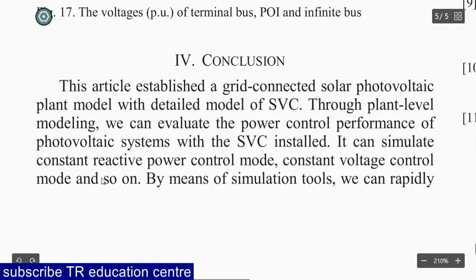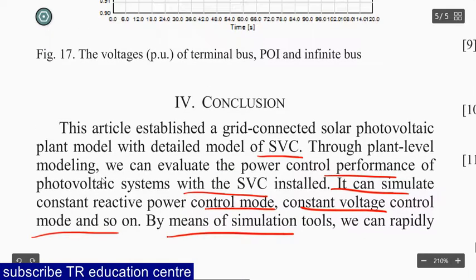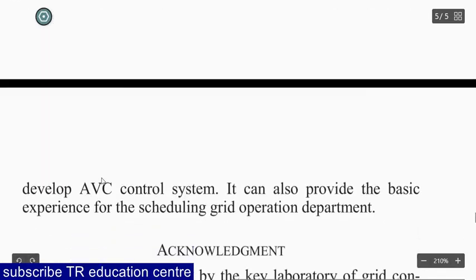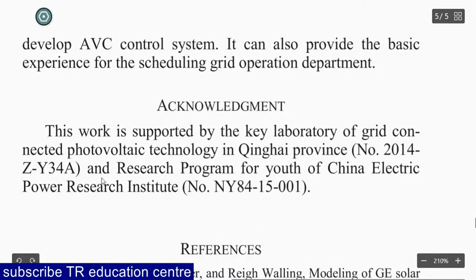In conclusion, the article established a grid-connected solar photovoltaic plant model with a detailed model of SPC. Through power plant level modeling, we can evaluate the power control performance of the photovoltaic system with the SPC installed. It can simulate constant reactive power control mode and constant voltage control mode and so on. By means of the simulation tool, we can rapidly develop the AGC control system and can also provide basic experience for the scheduling and grid operation department.